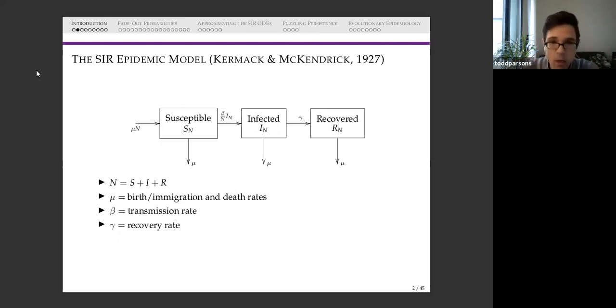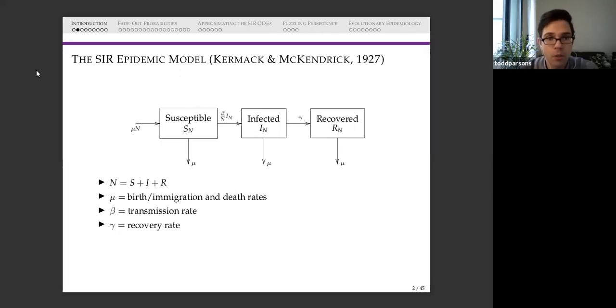So in this particular example, the toy model I want to play with today, there's going to be no mortality induced by the virus. One can add that into the model. It doesn't change tremendously the analysis that I'm going to show you. It just sort of complicates it. So I wanted to keep the simplest possible model that had the appropriate behavior.